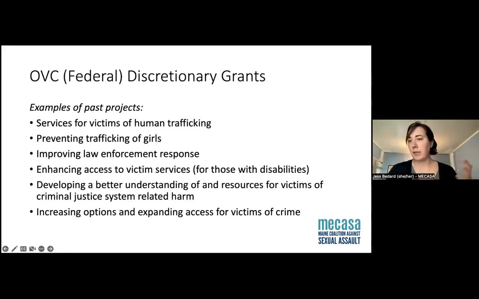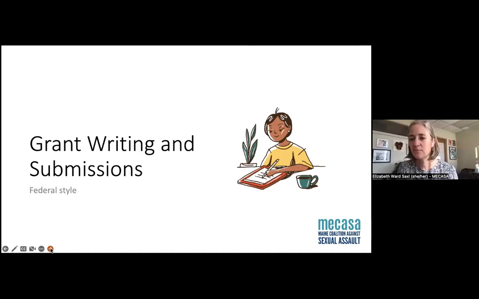But if you're interested and you're feeling really ambitious, you can always check that out on the grants.gov website. And then if you do that, tell us what you learned because you'll save us some work. That's right.